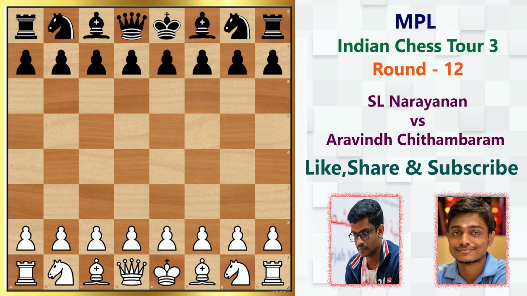In today's video, I am going to show you a very interesting and short game played between SL Narayanan and Aravindh Chithambaram. This was played in MPL Indian Chess Tour Leg 3, round number 12. Narayanan was handling the white pieces and Aravindh was handling the black pieces.